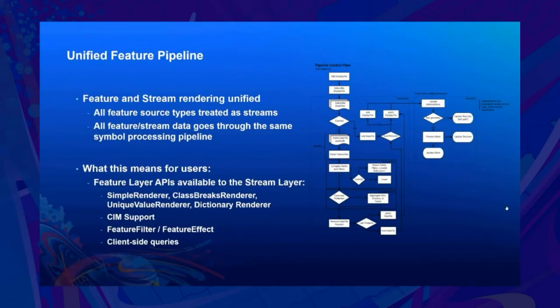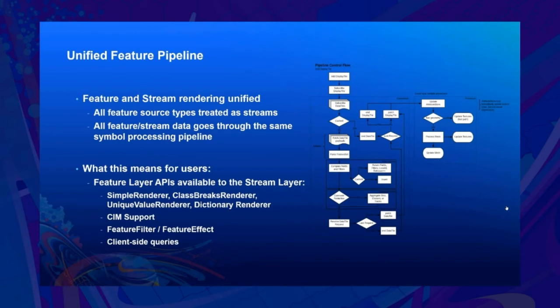To start us off, one of the more major changes to Streamlayers recently has been the introduction of our unified feature processing pipeline. With this change, we've unified all feature and stream layer rendering. That means that all feature source types are now treated as streams, and all feature and stream data goes through the same simple processing pipeline. While most of this is an internal implementation detail, it does have some impact for users.